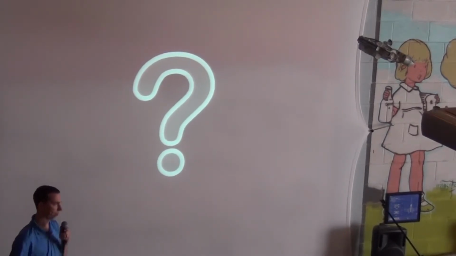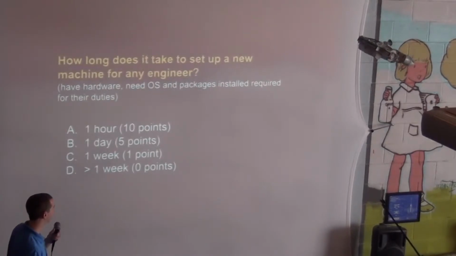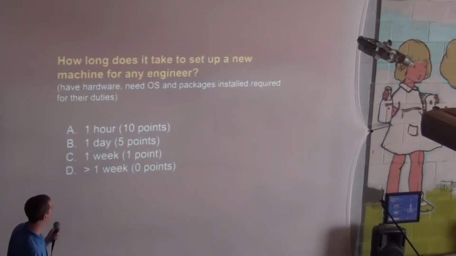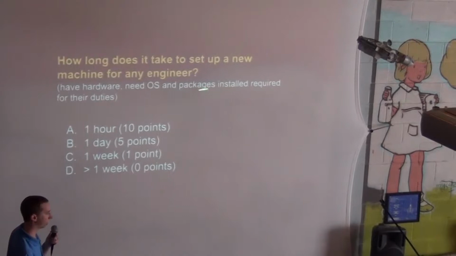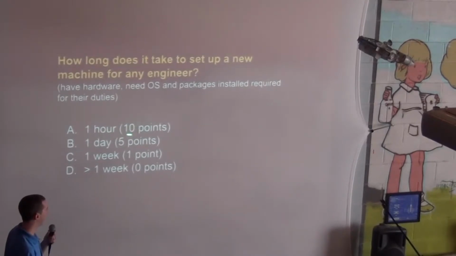So I have a survey for everyone in the room, with this topic of everyone should be taking surveys, giving surveys. I want to see how long it takes to set up a new machine for any engineer that comes on, all the way from getting the machine out of the box, installing everything that they need. And what we're going to do is there's four questions. So keep in mind how many points you have, and then I'll have people raise their hands at the end, and we'll figure out kind of the distribution of who's in the room and where we can go from there.